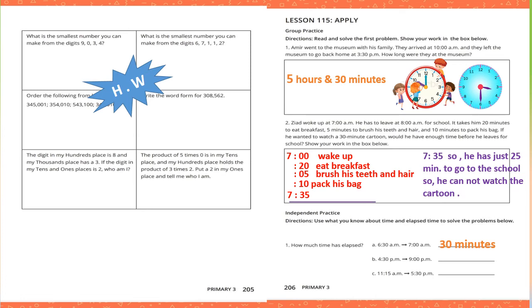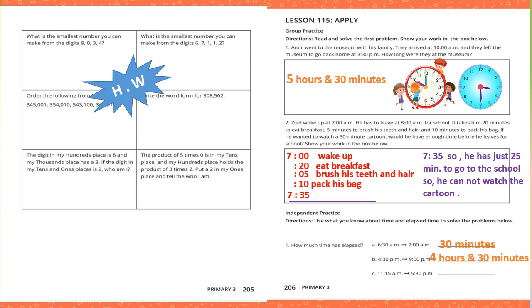The last one, how much time has elapsed? 6:30 to 7 a.m. So it will be 30 minutes. Letter B: 4:30 p.m. to 9 p.m. It will be 4 hours and 30 minutes.